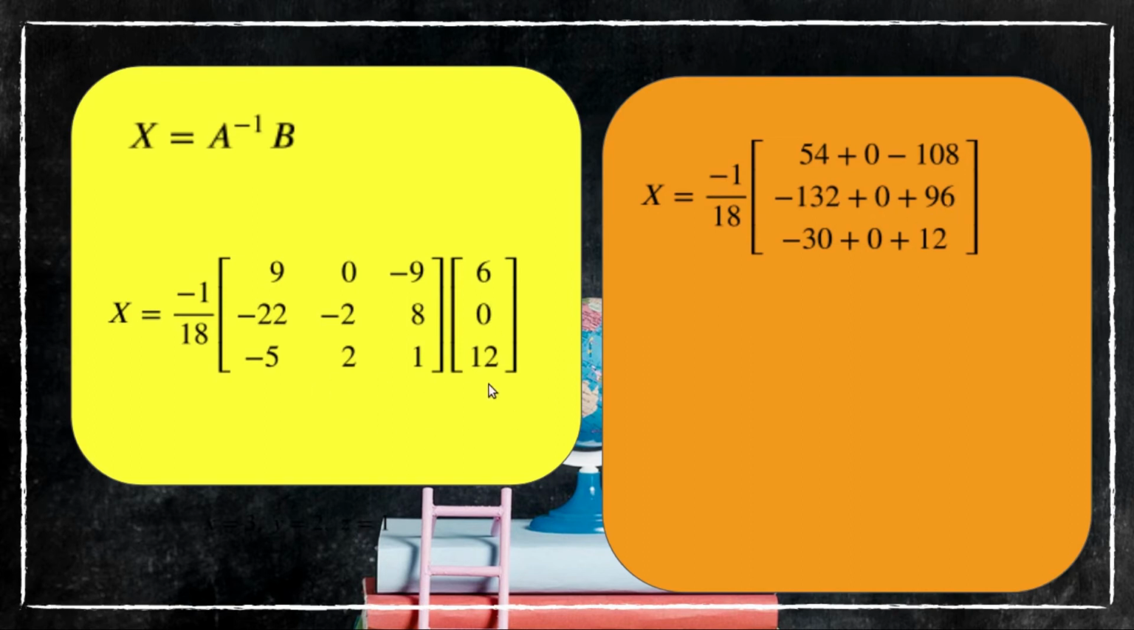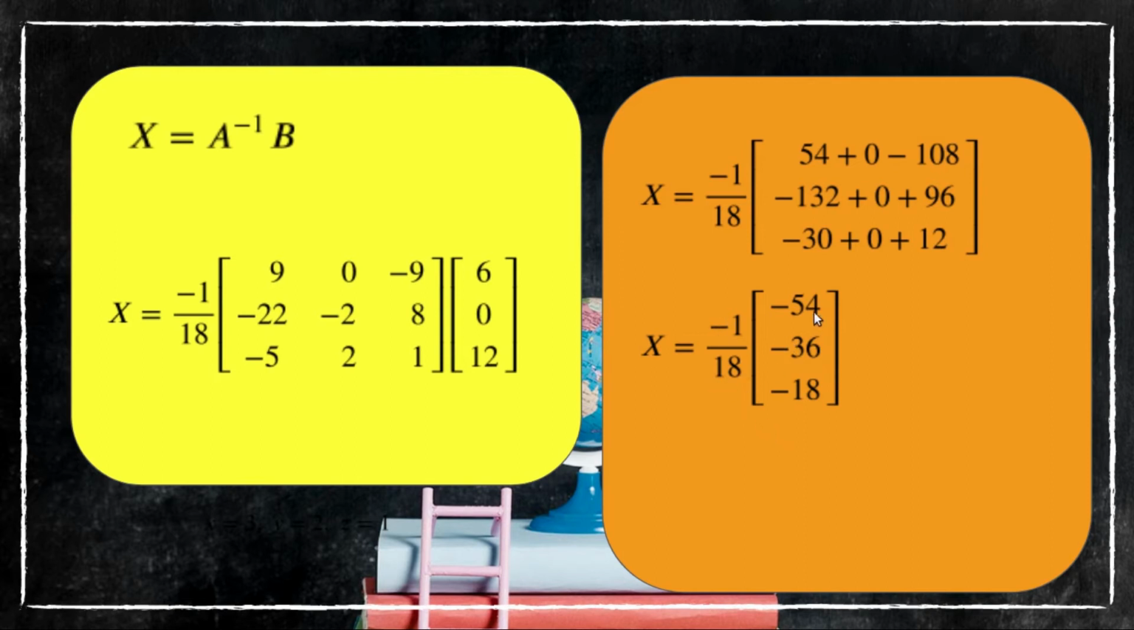Now third row into first column. Minus 5 into 6 is minus 30. Plus 2 into 0 is 0. Plus 1 into 12 is 12. So minus 1 by 18. 54 minus 108 is minus 54. Minus 132 plus 96 is minus 36. Minus 30 plus 12 is minus 18.